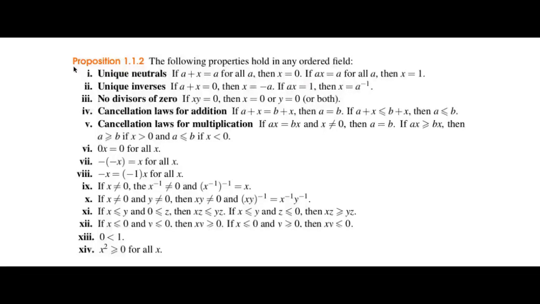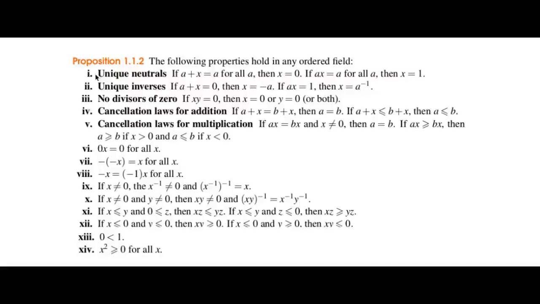So this is again a proposition. The numbers come from the sections of the chapters. Okay, so this is the second proposition in this section of the first chapter. The following properties hold in any order field. And this is what sets up the assumption. If you say hold in any order field, that means you can use all these 16 properties that we have seen before.